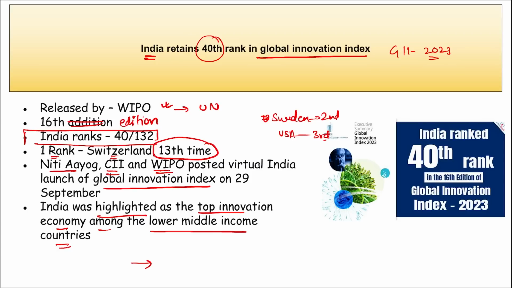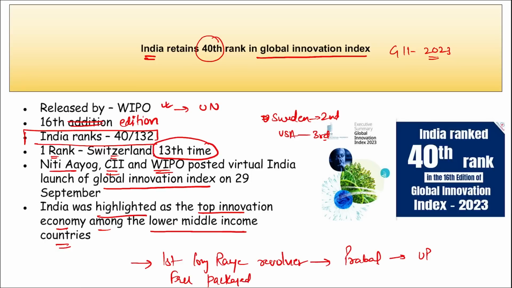Then tell me, what is the name of India's first long range revolver? It is Prabal, PRABAL, and where is it being manufactured? It is being manufactured in UP. Then there is a free packaged food scheme. It is being launched by which state? It is being launched by Rajasthan. Similar to midday meal, which state has launched a breakfast scheme also? It was launched by Tamil Nadu, right?